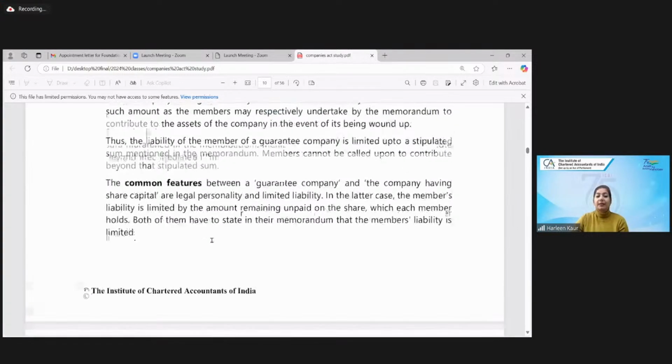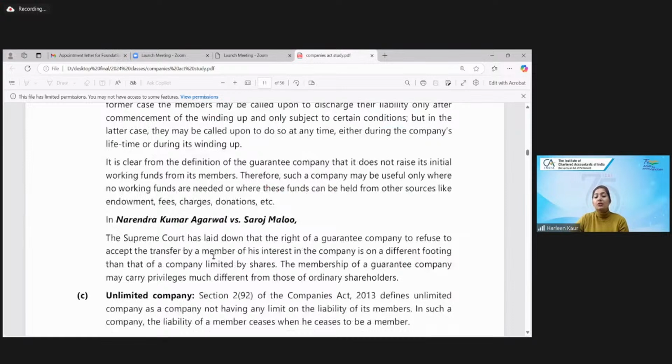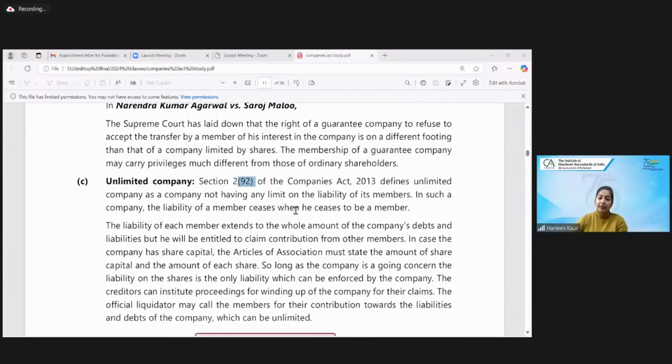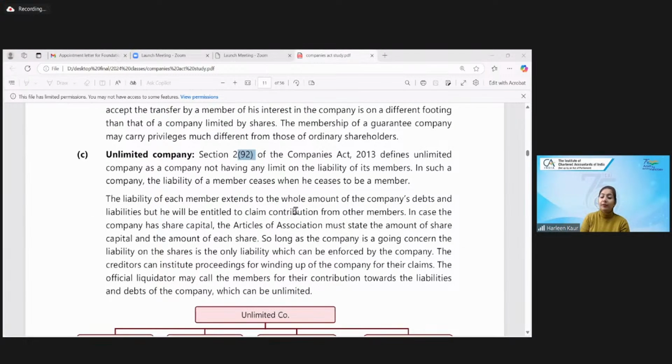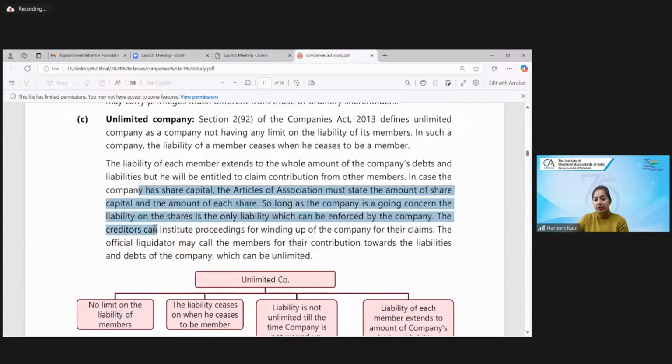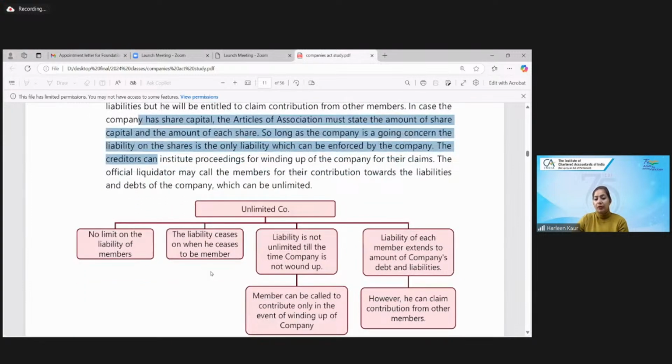So that's great. And Section 2, Clause 92 gives you the right under the Companies Act to create a company which is having unlimited liability. So you can have a company with unlimited liability also. What is the meaning of unlimited liability? The way we have unlimited liability in case of partnership, the same is the case here, no limit on the liability of members.